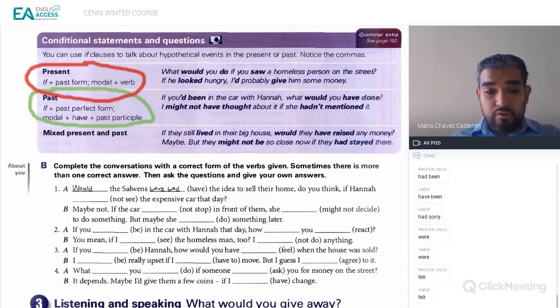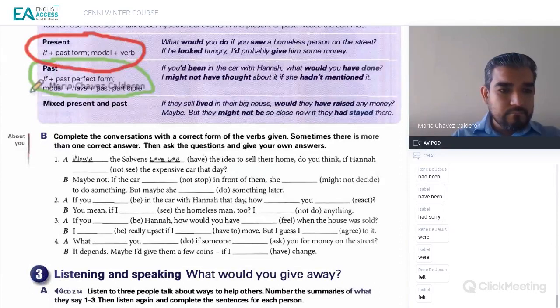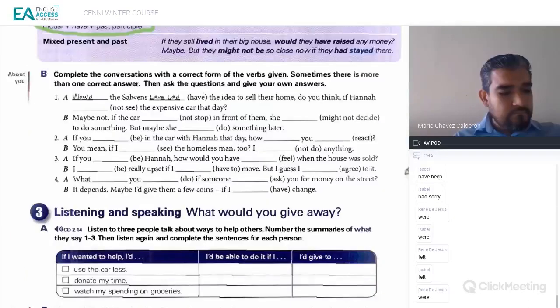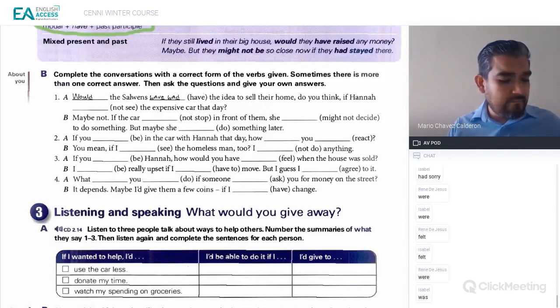When the house was sold, I no, no. Check that out, please.